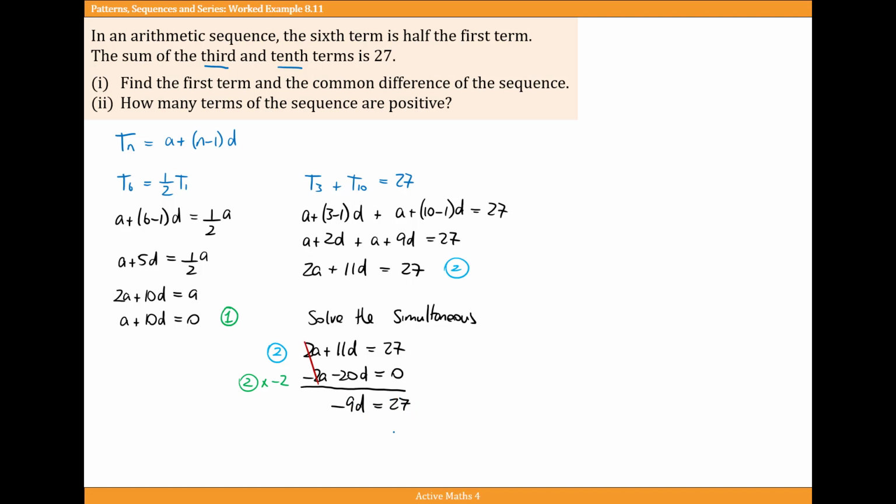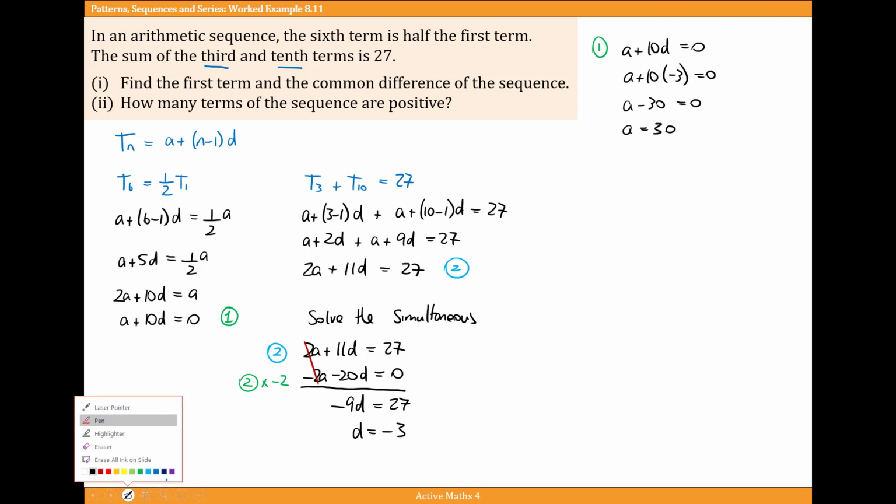If minus 9d is equal to 27, divide both sides by minus 9, and we get d is equal to 27 divided by minus 9, which is minus 3. And so the common difference in this arithmetic sequence is minus 3. I'm going to sub this value of minus 3 back into equation 1. So we'll once again write equation 1. We have a plus 10d is equal to 0. So a plus 10 times minus 3 is equal to 0. So a minus 30 equals 0. And so a is equal to 30.